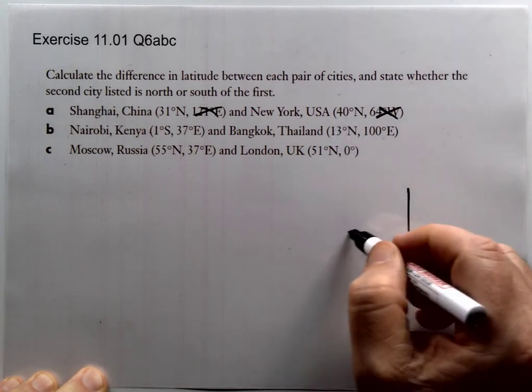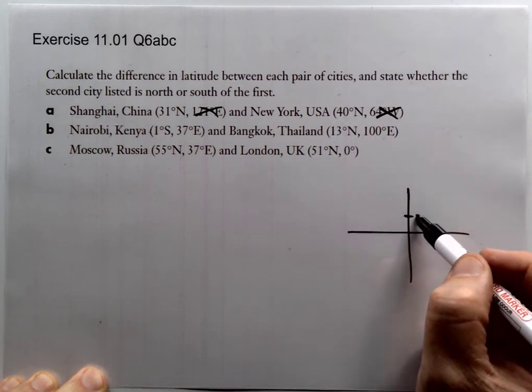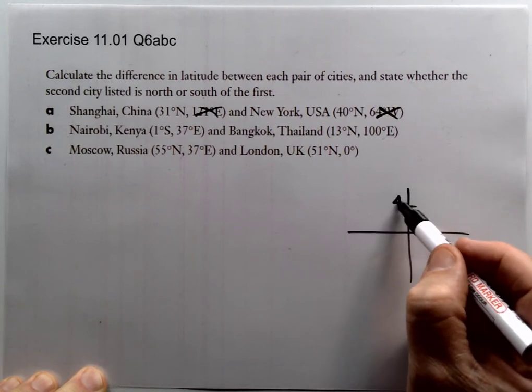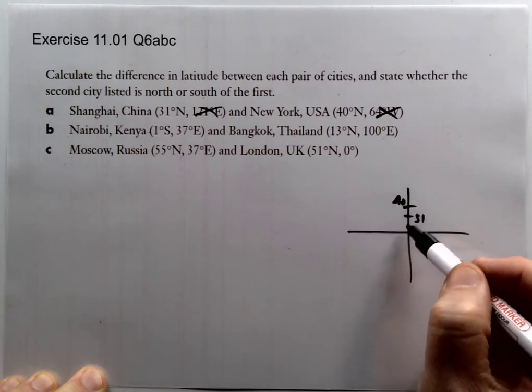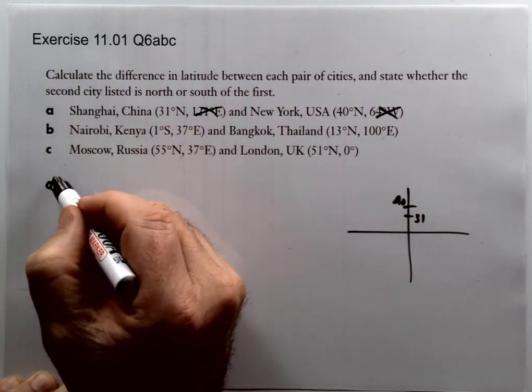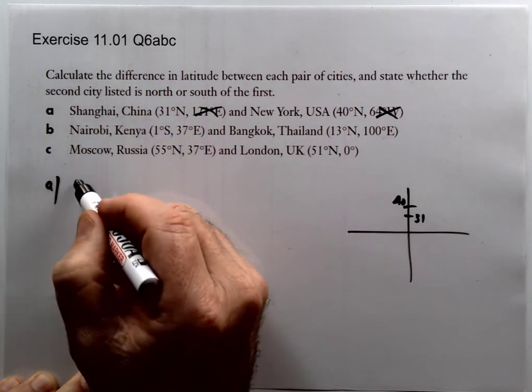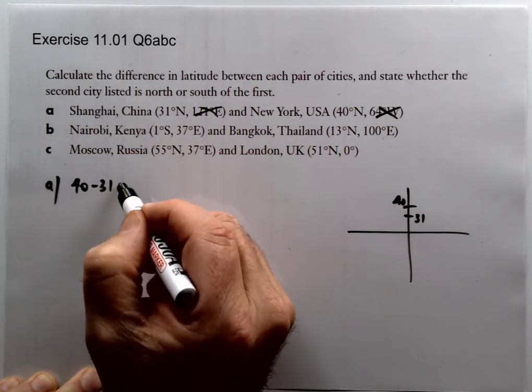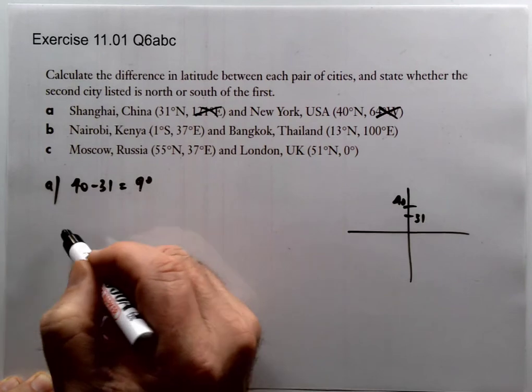And again, if you liked, you could draw a diagram. So there's your 31 degrees north, there's the 40 degrees. Because they're both in the same direction, we need to do subtraction. We need to find the difference. So 40 take away 31 is equal to 9 degrees.